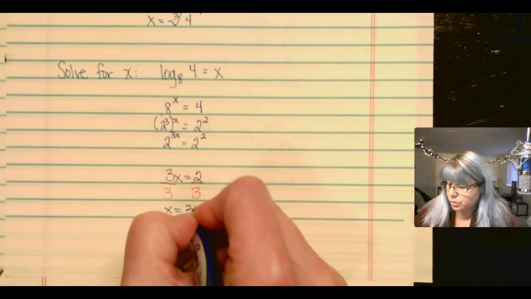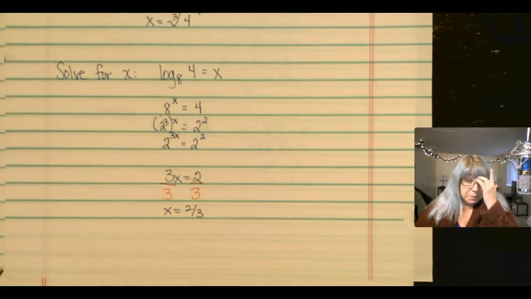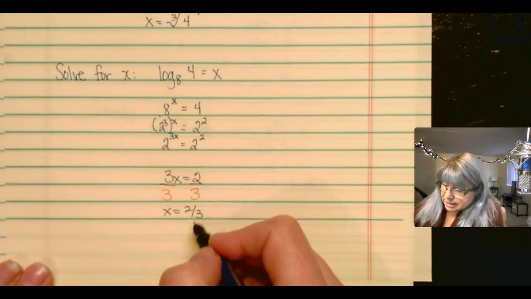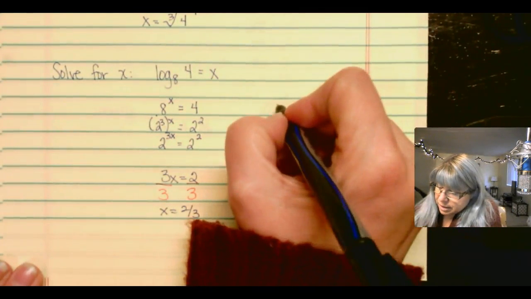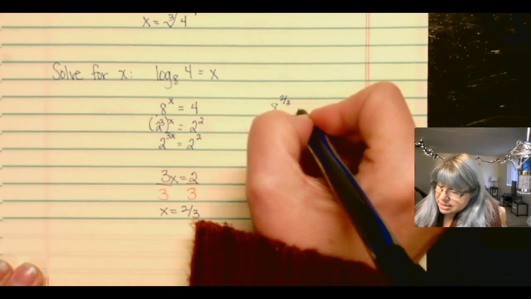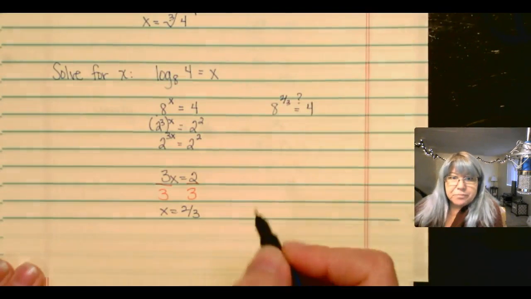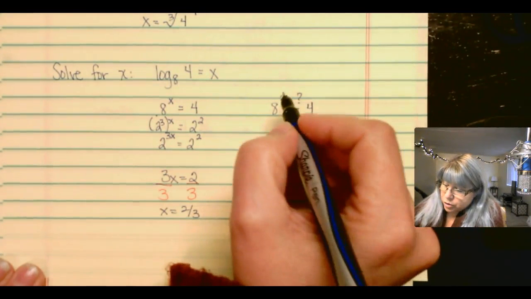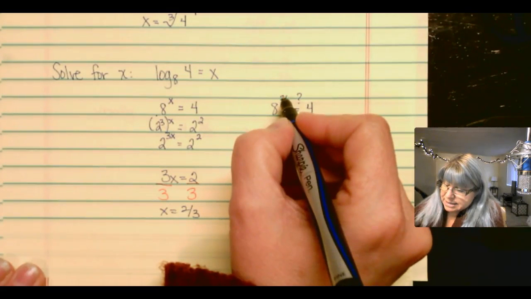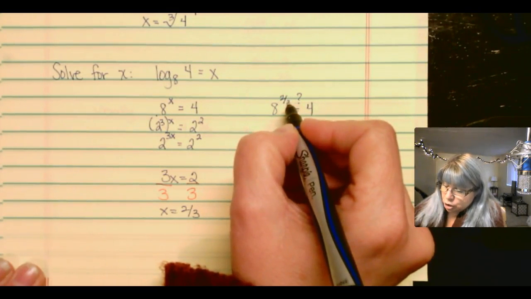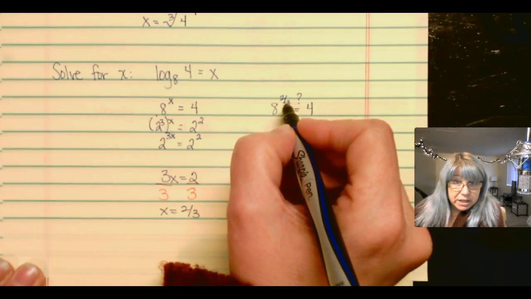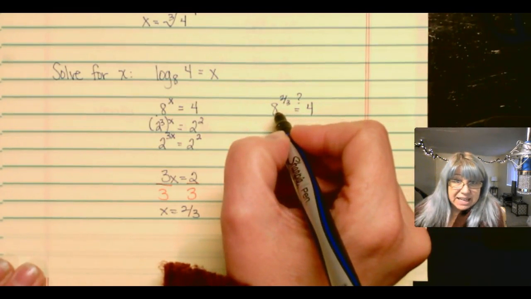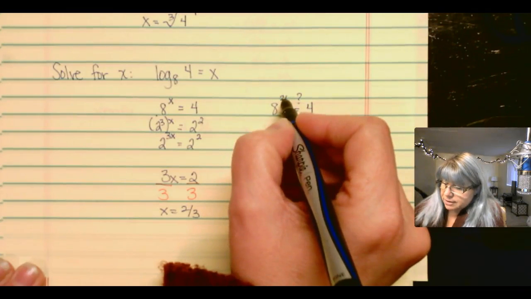X equals 2/3. But let's check this just to be sure. Let's plug that back in. 8 to the 2/3, does that equal 4? There's a couple ways that we can do this. We could say 8 raised to the second and then take the cube root. That's one way of doing it. The other is take the cube root of 8 and then square it.